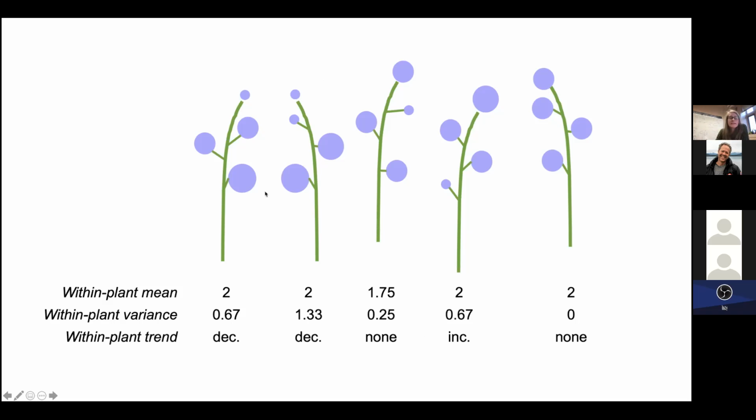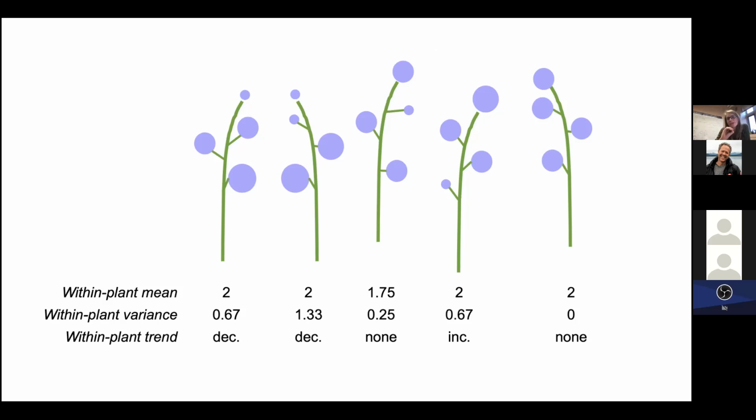Another possibility is that maybe it's not just the overall variation that is affecting fitness, but the pattern in which that variation occurs. So some of my plants here have a decreasing trend in flower size, others have an increasing trend, and others have no discernible linear trend in flower size. And maybe selection could act on those sorts of differences in the way that within plant variation is expressed. And so that's the idea here.